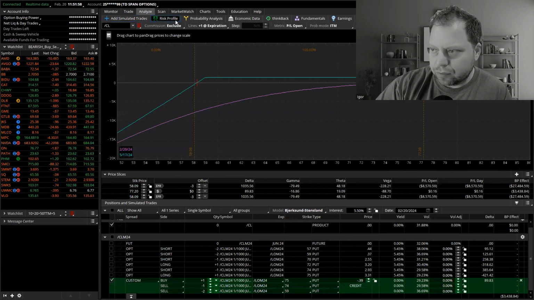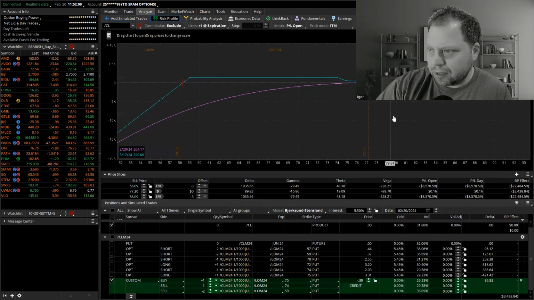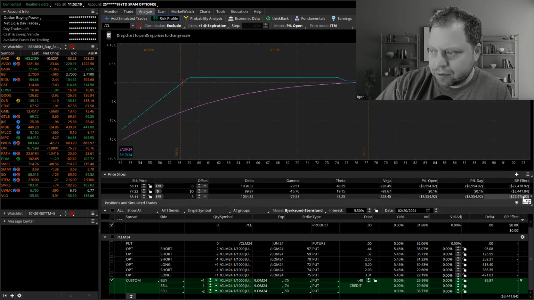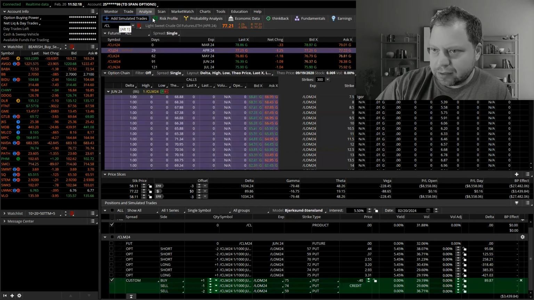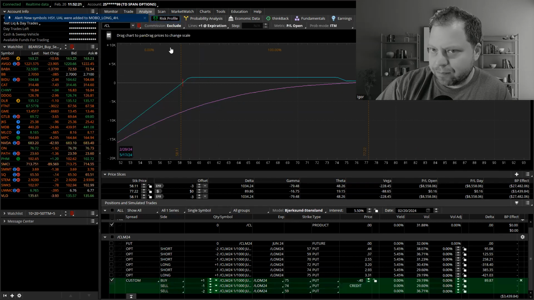This is what the risk profile for this trade looks like. So say we get a fill for 39 cents, taking in $390. This trade takes up about $3,500 in span margin account. And this trade has 86 days until expiration.